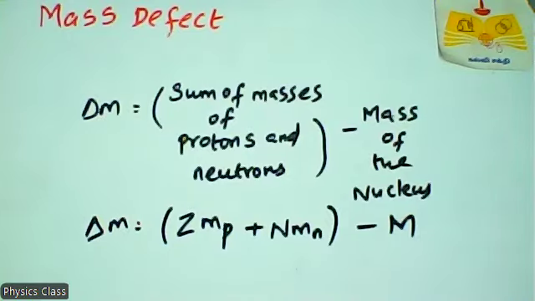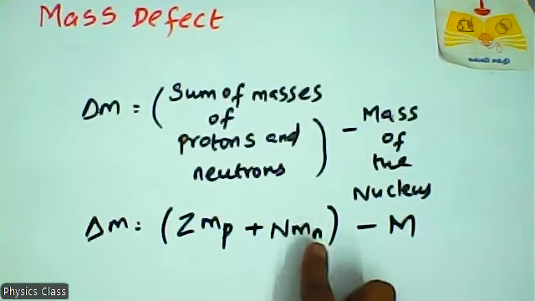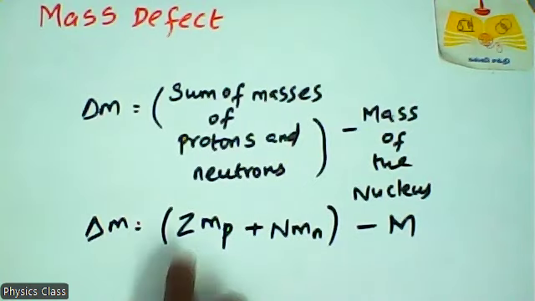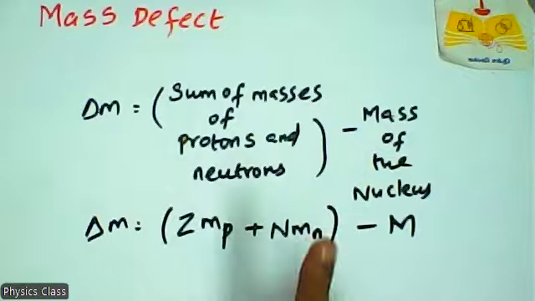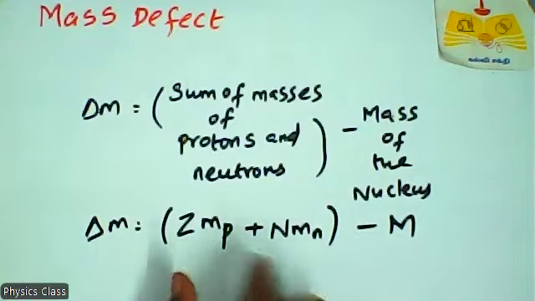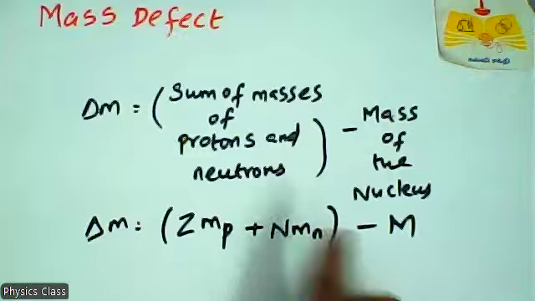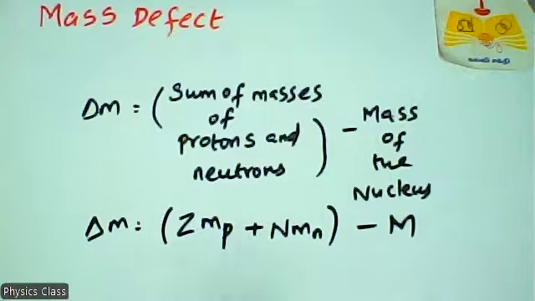Okay, so Mp means mass of the proton, Mn means mass of the neutron, Z means atomic number, N means how many neutrons there are. For one neutron, there will be one mass; for 100 neutrons, 100 times that mass. So that's why we write it like this: Z Mp plus N Mn minus M. This is the total mass of the nucleus.